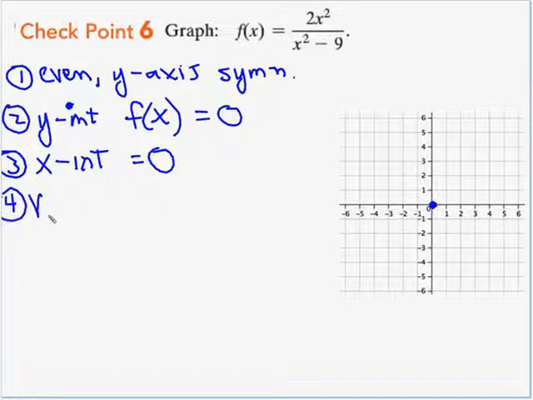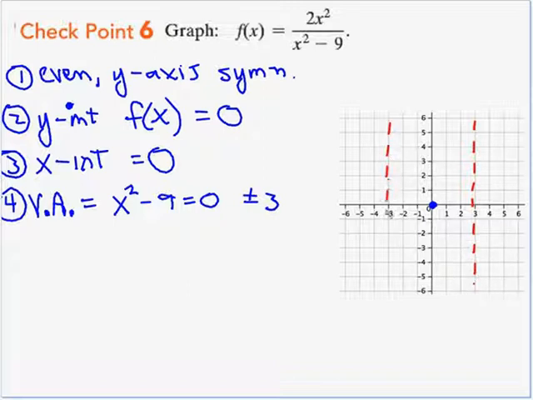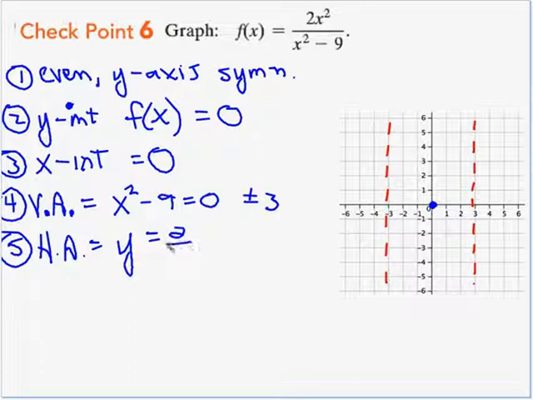Number 4, vertical asymptotes. What would 0 out my denominator? x squared minus 9 will equal 0 at positive and -3. So at 3 and -3, I have my vertical asymptotes. Step 5 are the horizontal asymptotes. I see my x squareds, it's a tie in the numerator and denominator, so my leading coefficients are 2 over 1, or 2. There is my horizontal asymptote.